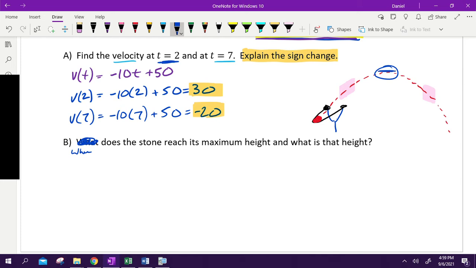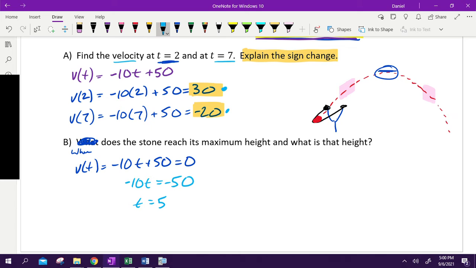At a maximum or a minimum, my slope is 0. And so if we take that velocity equation and we set it equal to 0, it will tell me when that rock reaches its top value there. So if I solve that, I get -10t equals -50, t equals 5. So at 5 seconds, it's reaching its maximum height, which makes sense because that's in between 2 and 7 when we said we went from a positive to a negative velocity.